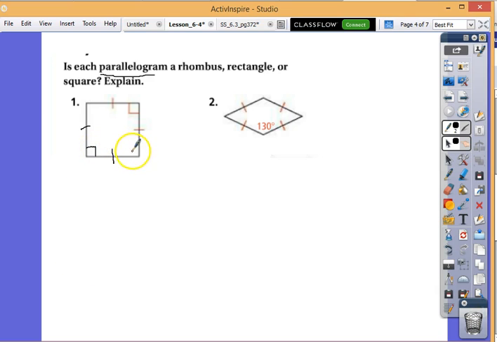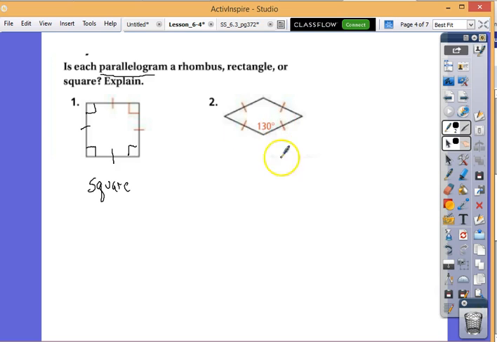So what plus 90 equals 180? Oh, look, that's 90. What about this one? So what does that look like? Square. So by knowing it was a parallelogram and a couple of pieces of information, I was able to determine exactly what kind of figure it is. Square is more specific than parallelogram.